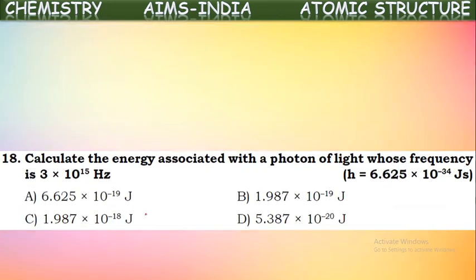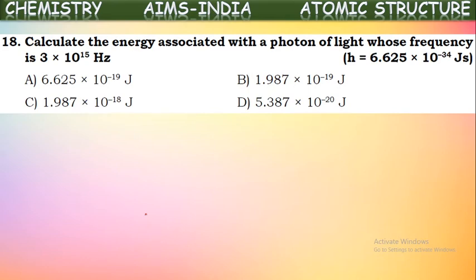Next, calculate the energy associated with a photon of light whose frequency is 3 into 10 to the power of 15 Hz. So if you try to understand what they have given here and what they're asking to calculate, we can do it easily. Let us see the solution.